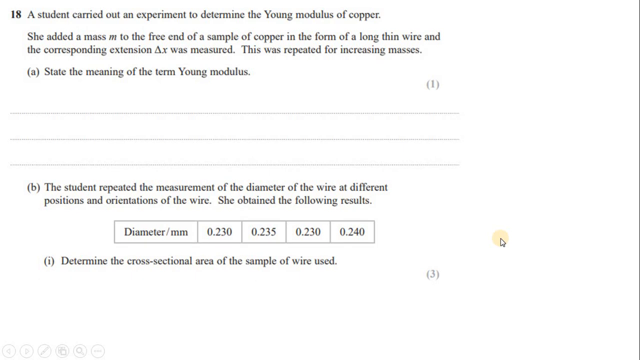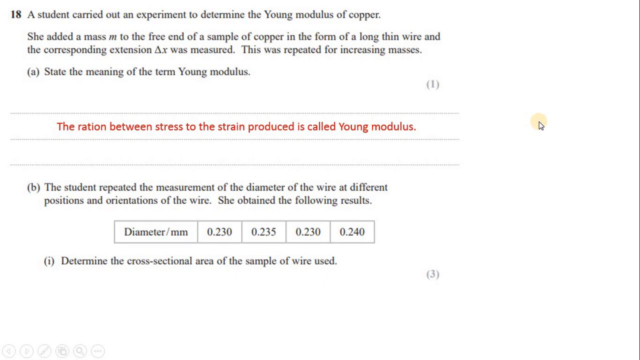Question number 18. A student carried out an experiment to determine the Young modulus of copper. She added a mass m to the free end of the sample of copper in the form of a long, thin wire, and the corresponding extension delta x was measured. This was repeated for increasing mass. State the meaning of the term Young modulus. You need to just write the definition. Young modulus is the ratio between stress and strain. So that's how we define the Young modulus.